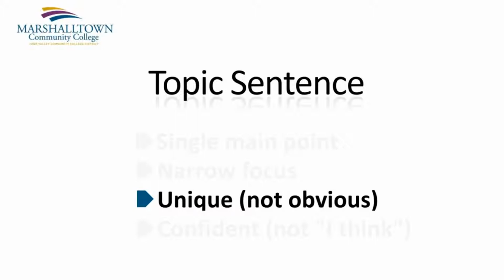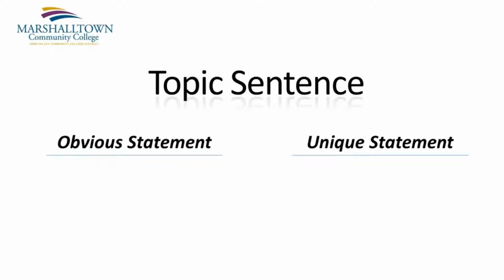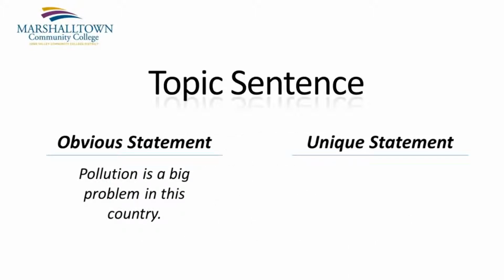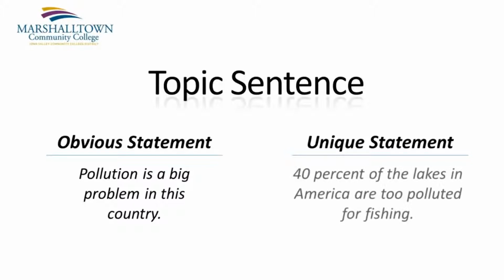Another characteristic of a good topic sentence is that the sentence is unique, meaning that it doesn't just state something that is obvious or something that everyone would agree with. For example, pollution is a big problem in this country. Well, this might be a true statement, but I think most of your readers would probably already know this, and I doubt that you could find anyone to disagree with this statement. Instead, try to find something in particular about your topic that provides the reader with some useful information, maybe something that not everyone knows, like 40% of the lakes in America are too polluted for fishing.